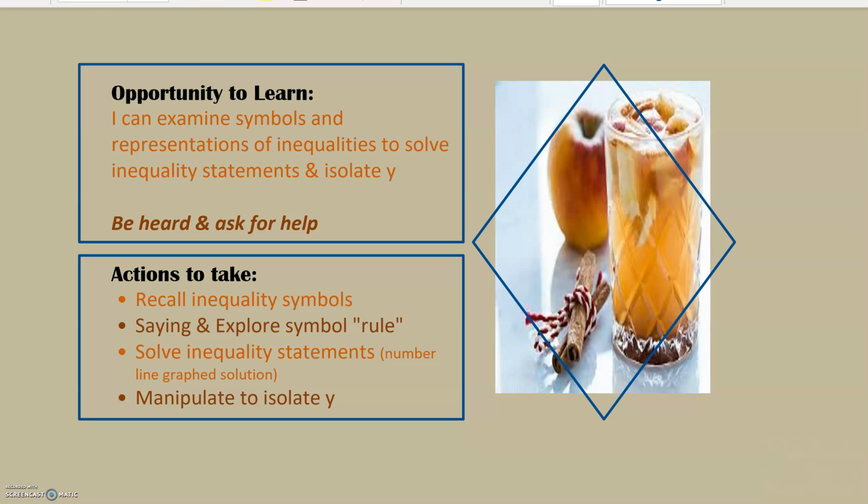Okay, our opportunity to learn today is that we're going to examine the symbols and the representations of inequalities. And we do that so that we can solve the inequality statements or so that we can isolate y. We'll get more on that in tomorrow's lesson. But you can also be heard and ask for help. And the only way that you can be heard is if you ask for help. So in these distance learning opportunities, it's important that you actually come to Zoom meetings and ask for any of those clarifications that you need.